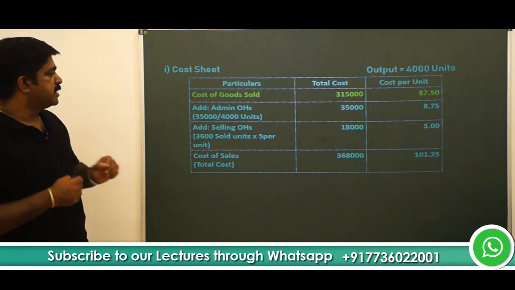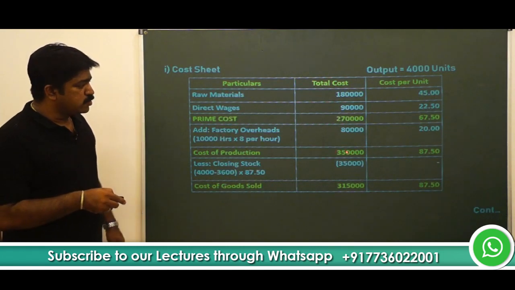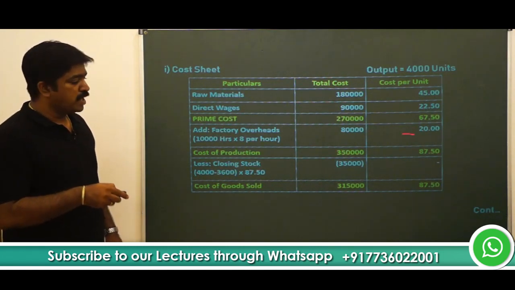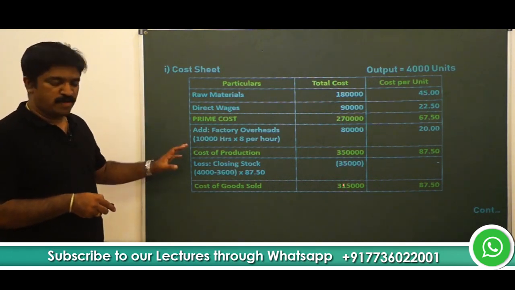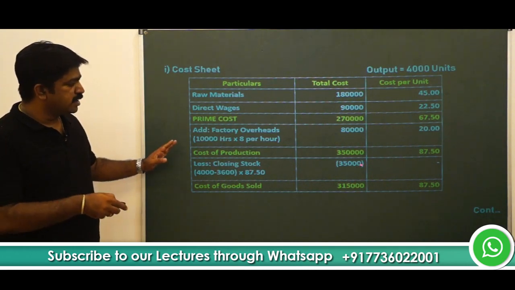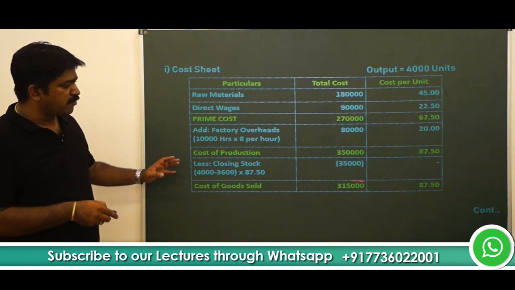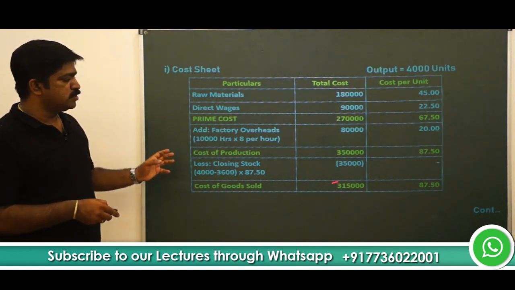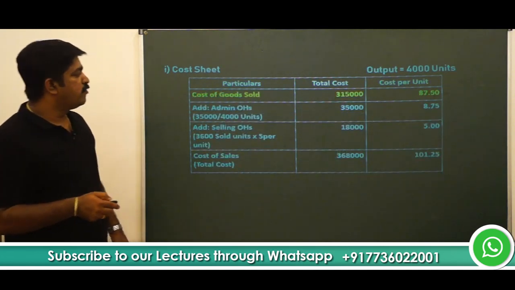87.5, right? Why? Because look at here, 3,50,000 divided by 4,000 is 87.5, and what is sold, for that only you have to factor. So we are deducting unsold units, that is 35,000, its value. We have cost of goods sold as 3,15,000, and the sold units are only 3,600. So 3,15,000 by 3,600, you get 87.5.